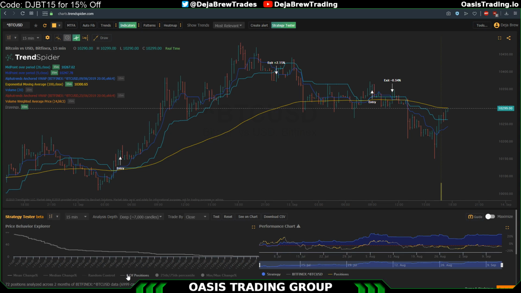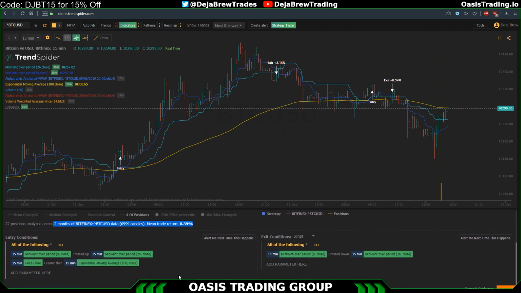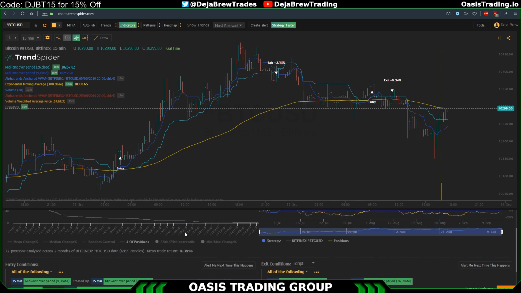Now, another thing you want to look at here for the strategy tester is how many positions did you trade? And what is your average gain or loss for each individual trade? So we traded 72 times over the span of 2 months. And for each individual trade, we average about a 0.4% gain per trade. That's actually not that bad. For 72 trades over the past 2 months, that's almost a trade a day. And when you're averaging about 0.4% a day, that's actually very good.